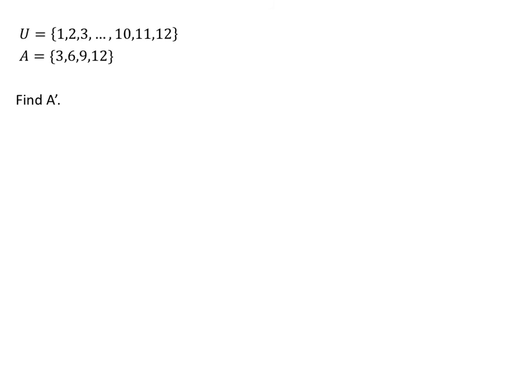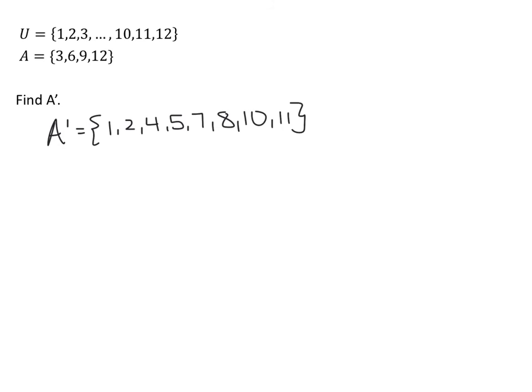Given that the universal set is the set 1, 2, 3, and so on up through 12, and set A is 3, 6, 9, and 12, find A complement. So remember, A complement is anything that's in the universal set that's not in set A. So go ahead and pause the video and find A complement.